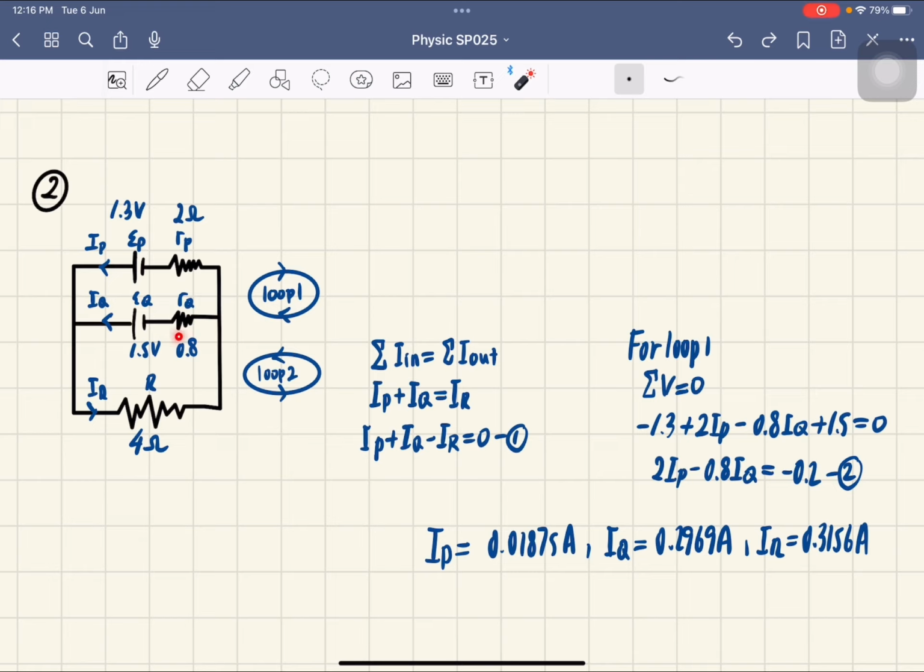negative 0.8 ohm IQ. Then for battery Q, the EMF direction which flows like this is the same as the loop direction of loop 1, so we get 1.5 volts. So we can construct the second equation.